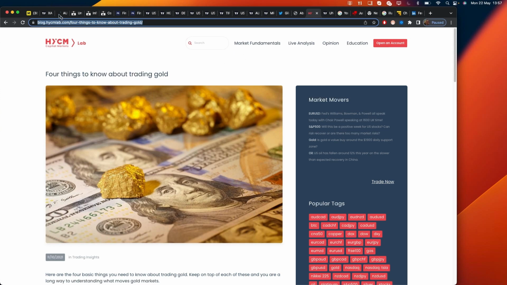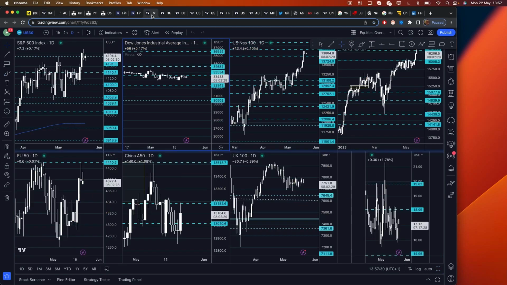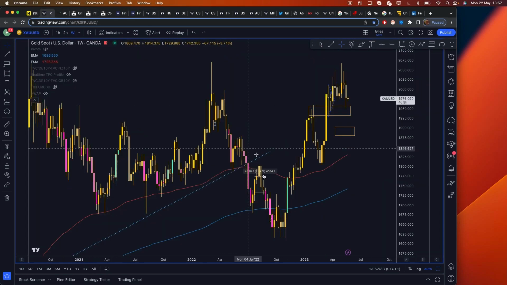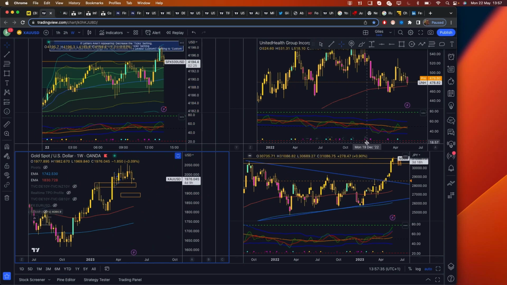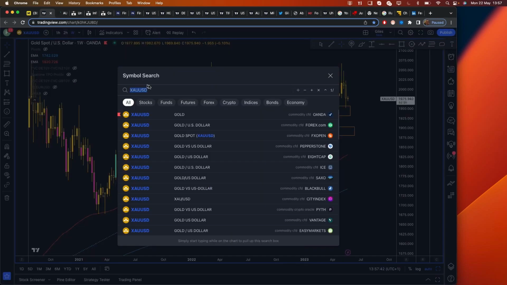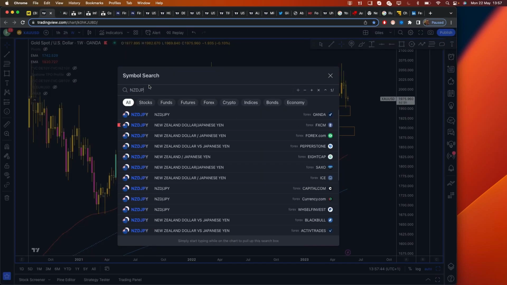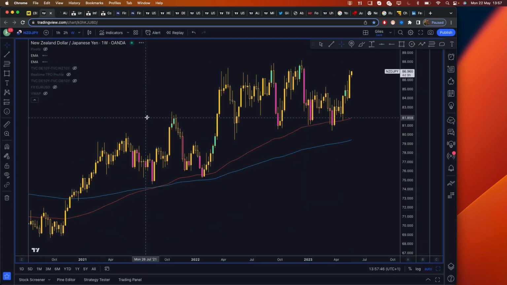Right, New Zealand dollar, Japanese yen. Let's get to it. So the New Zealand dollar, Japanese yen pair, there's a couple of things to note about trading it. First thing to note is it's a yen pair, and so it'll be really impacted by yields. There's an inverse relationship between the yen and yields.